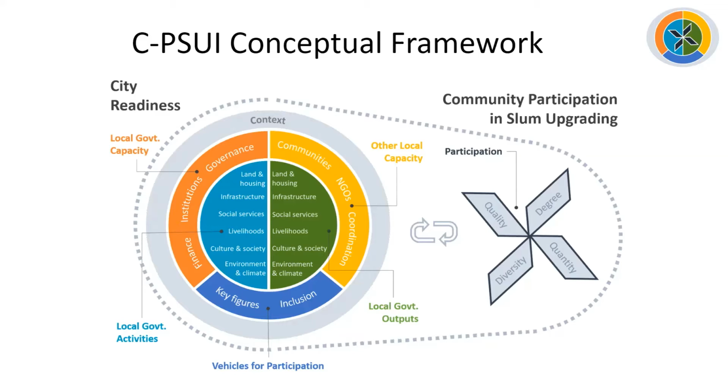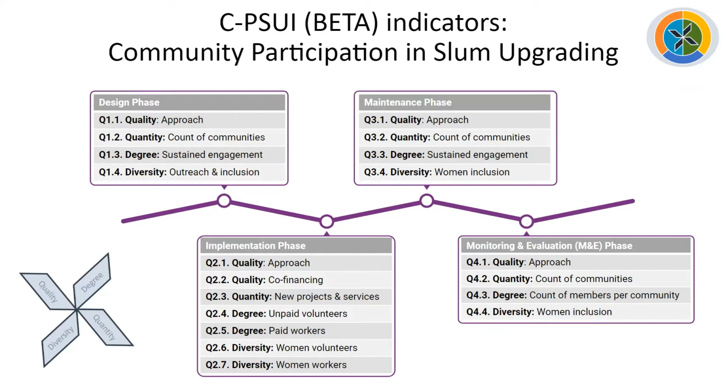Community participation in slum upgrading is defined by the quality, quantity, diversity, and degree of the communities and people engaged. Community participation is really a key focus here, and so we measure how community participation is taking place across various phases of slum upgrading: the design phase, implementation phase, maintenance of upgrading activities, and monitoring and evaluation of those activities. Within each of these phases, we want to measure quality, quantity, degree, and diversity of participation. Together, 19 indicators are used to define community participation in the beta version of the PSUI.